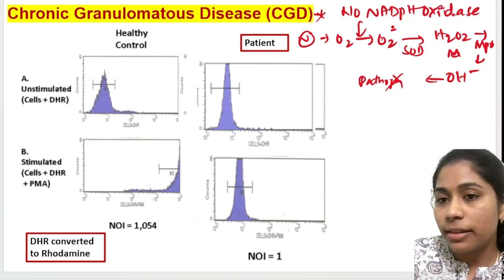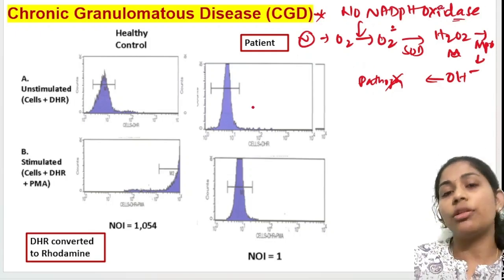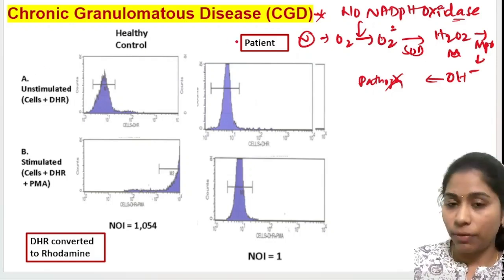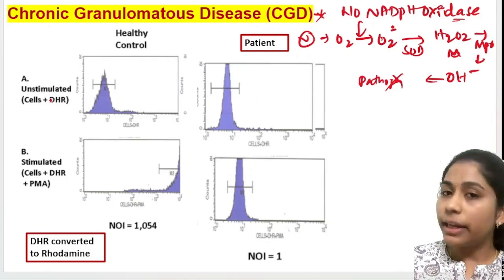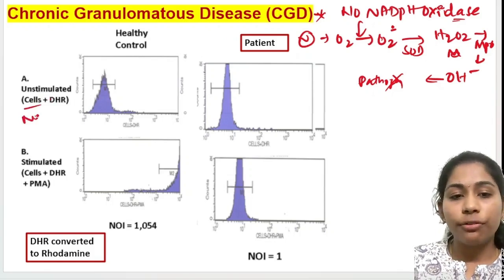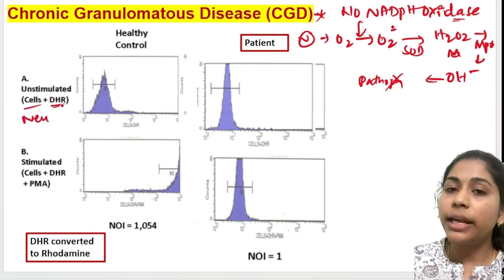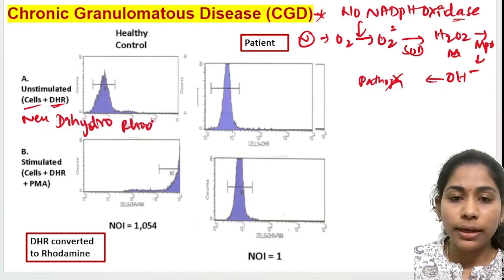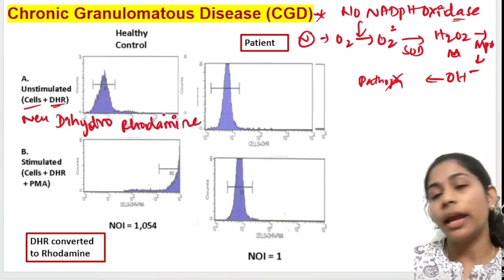Again, this NADPH oxidase is absent, so we are checking for this one only. How are we checking? In an indirect way. We take the neutrophils, and then we add dihydrorhodamine. DHR is dihydrorhodamine. It's nothing but a dye, and we are adding this dye.